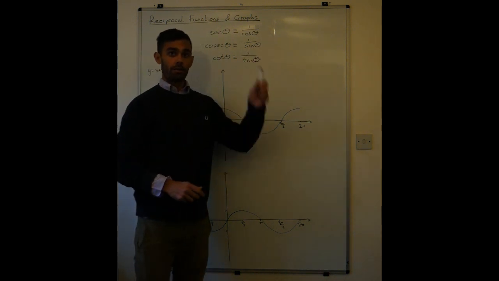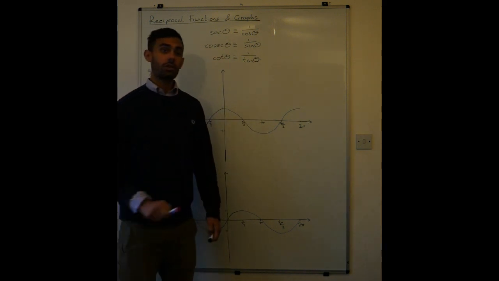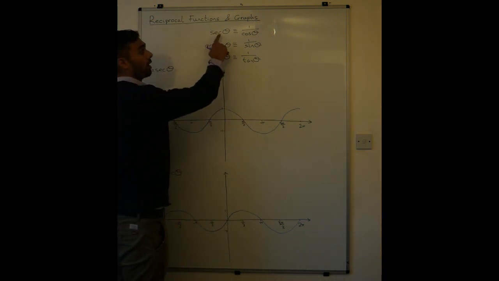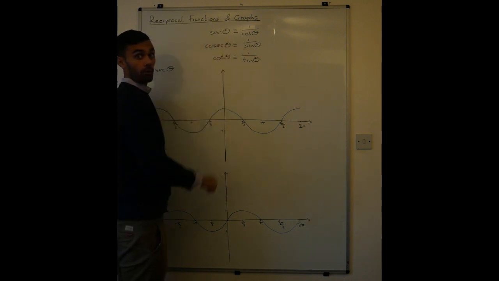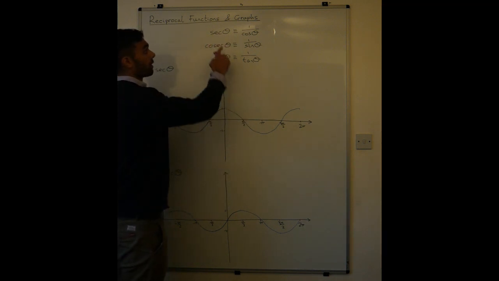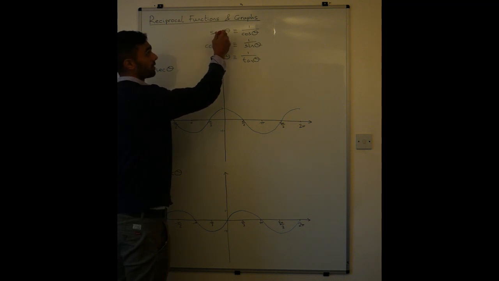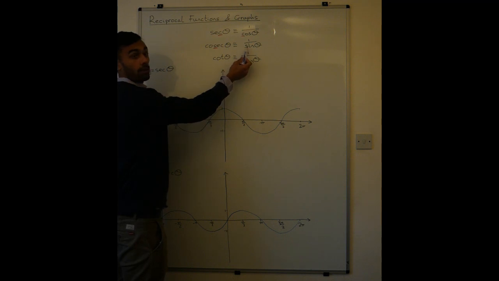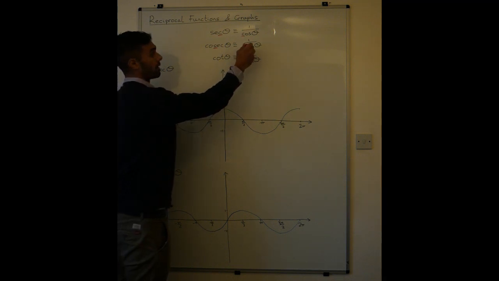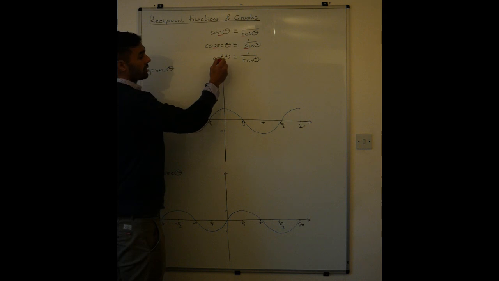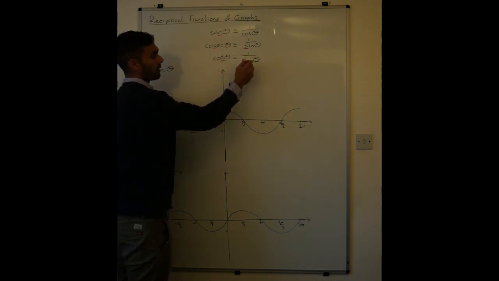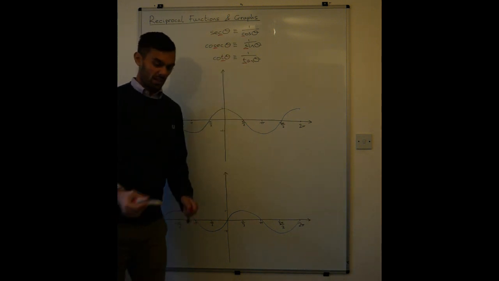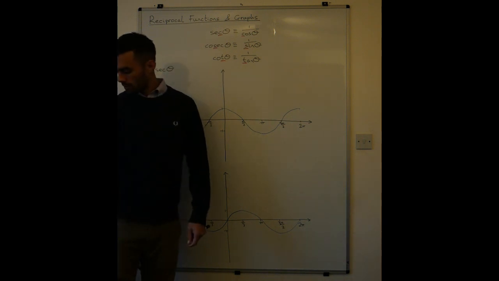To remember these definitions, the way to do it is look at the third letter of the reciprocal function. The third letter of sec is C, hence it's 1 over cos. The third letter of cosec is S, which corresponds to 1 over sine. And the third letter of cot is T, so it corresponds to 1 over tan. That's how I tend to remember them, but up to you.